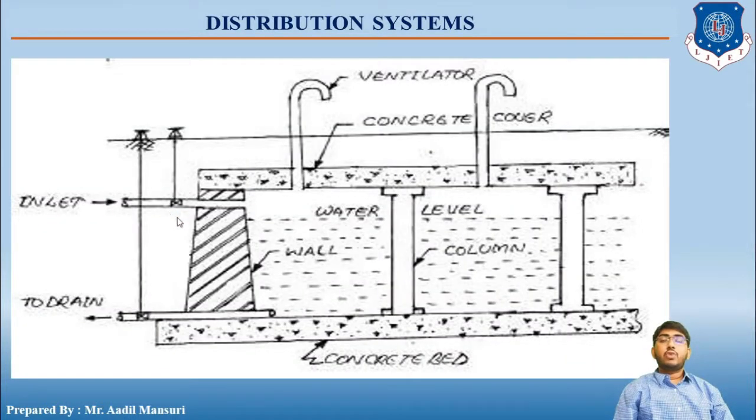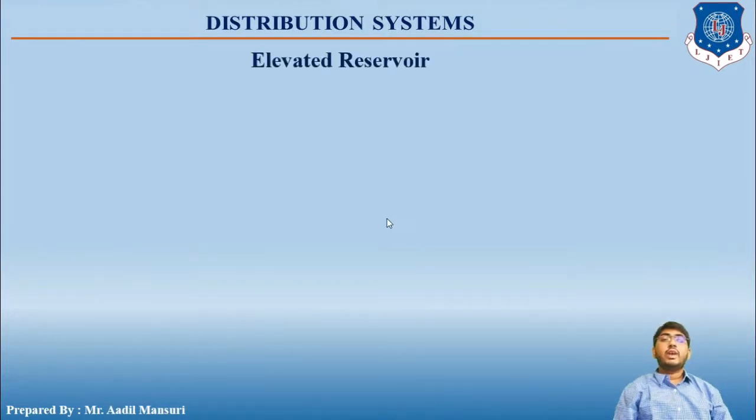So this is the picture of the surface reservoir. You can see over here that at the bottom there is a concrete bed. Okay, they have provided a pipe for draining out if they need to do some maintenance work, right? And at the top they have provided ventilation for air circulation, and at the top there is a concrete cover. Okay, let us move ahead and talk about the elevated reservoir.